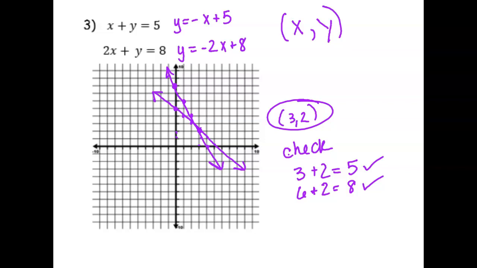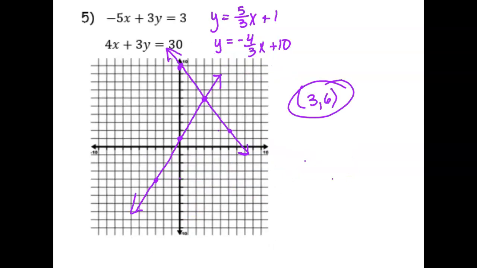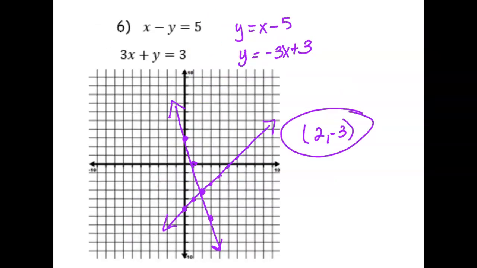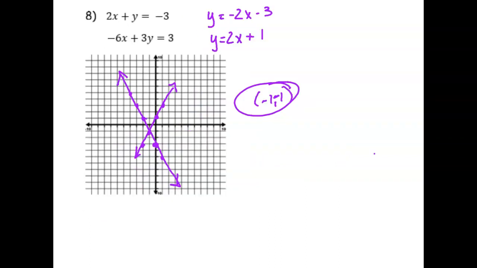Okay, continuing on. So for 3, I should have had an answer of (3, 2). If you went ahead and did 4, you should have had (4, negative 3). And if at any point you want to pause the video and check it, you can. All right. Number 5, in slope-intercept form, the two equations are listed there, and (3, 6) is the solution. Number 6, the solution is (2, negative 3). Number 7, the solution is (negative 3, negative 5). And number 8, the solution is (negative 1, negative 1).